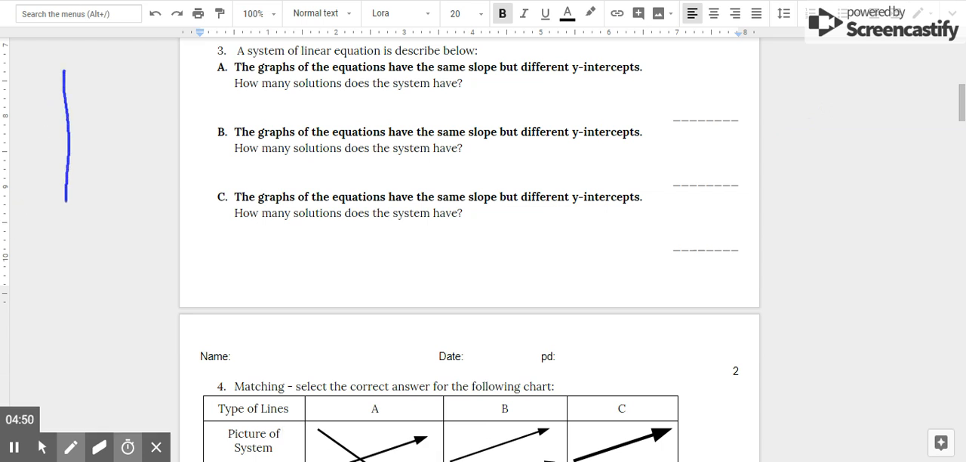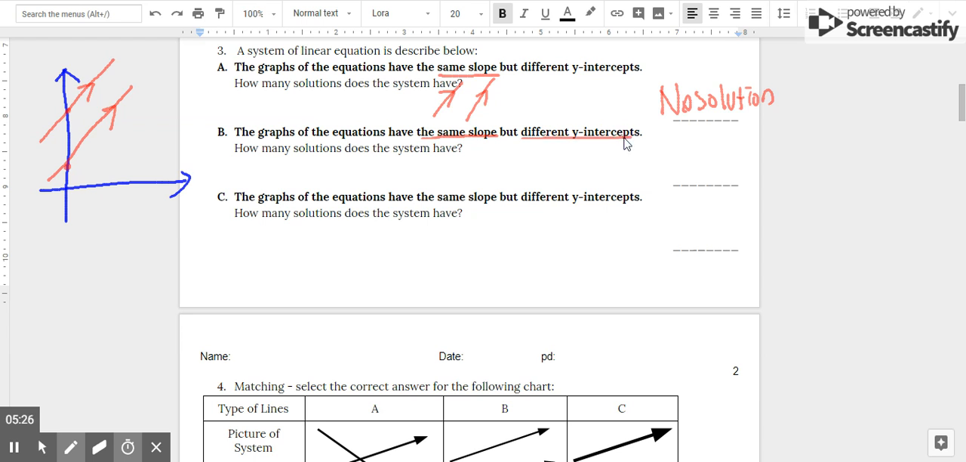The graphs of the equations have the same slope, which means they're parallel, but different y-intercepts. So one line is here, and the other I'm going to put a little bit lower, with the same slope, so they tilt the same way. The system of linear equations described below: how many solutions does the system have? What do you think? No solution. What about same slope, different y-intercept?